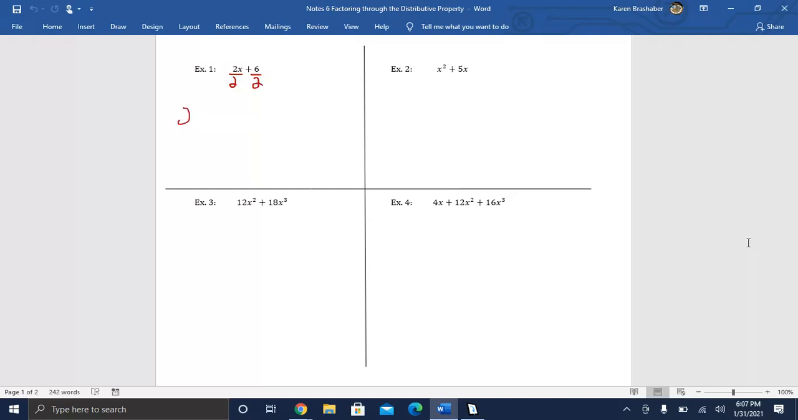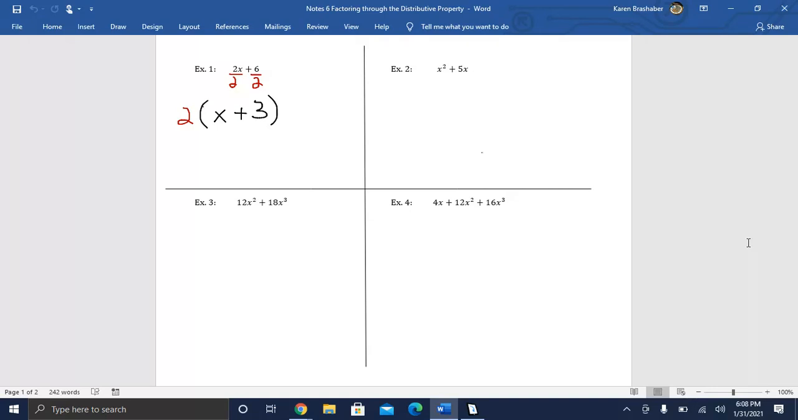What I divide by, I'm going to write on the outside of the parentheses. And then I'm going to write a parentheses. And 2 divided by 2 will give me a 1. Since there is an x, I'm not going to write 1x. I'm just going to write x. And then plus, and then 6 divided by 2 will give me a 3. And this is what we refer to as writing something in factored form. So notice that it went from not having parentheses to having parentheses. This is what we call factoring. I'll move on to example 2.